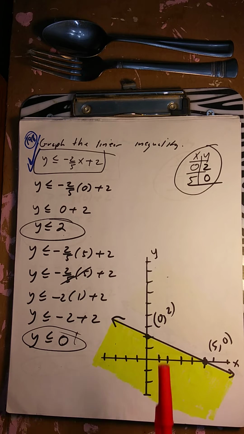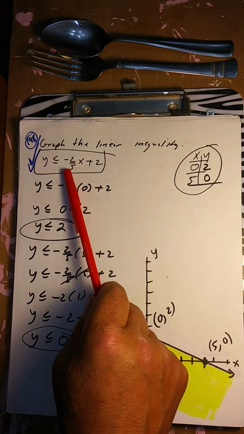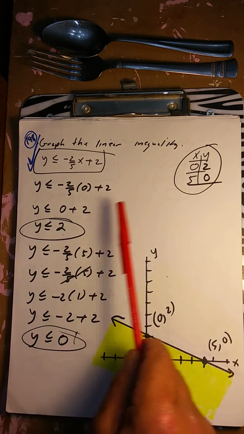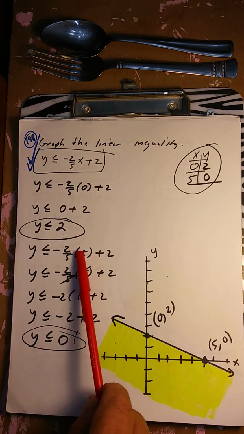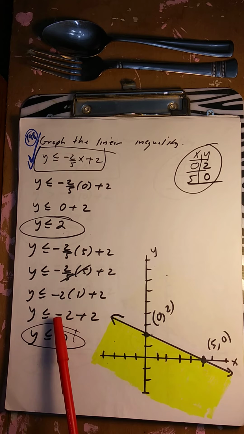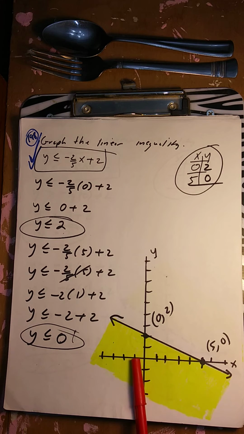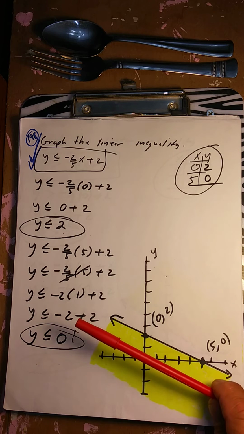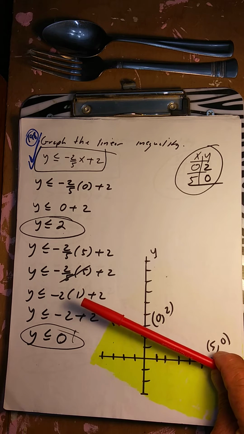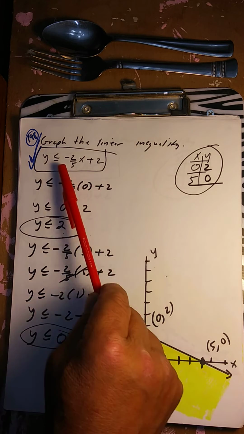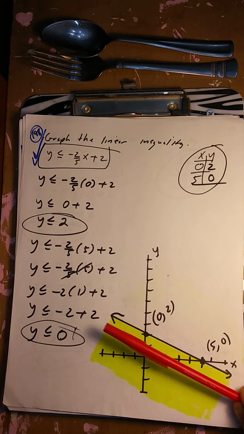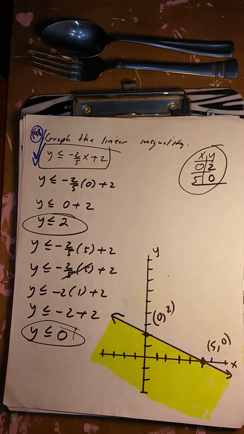Graph the linear inequality. So put a 0 in there. 0 times that, 0 plus 2 is 2. Put a 5 in there. 5 cancels out, 5 over 5 is 1. 1 times that is negative 2. Negative 2 plus 2 is 0. So we have 0 and 2, and 5 and 0. And this graph says what? It's not greater. It's less than, so it goes this way, less than that line.